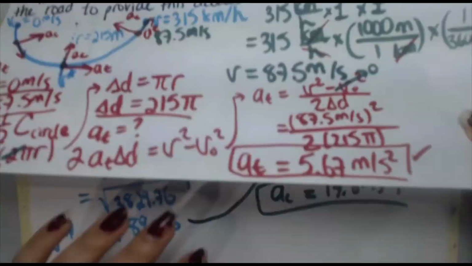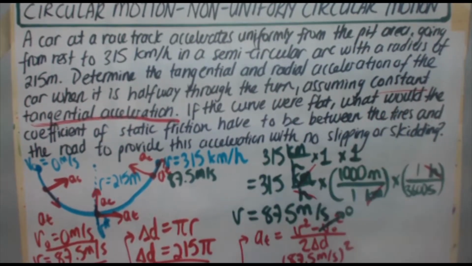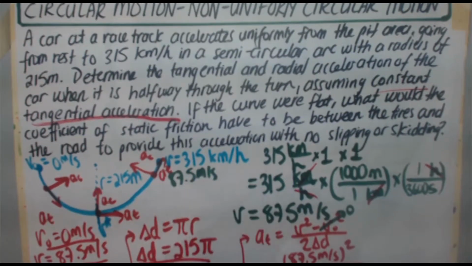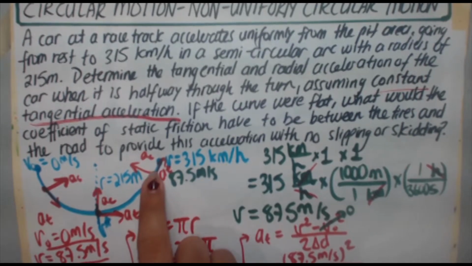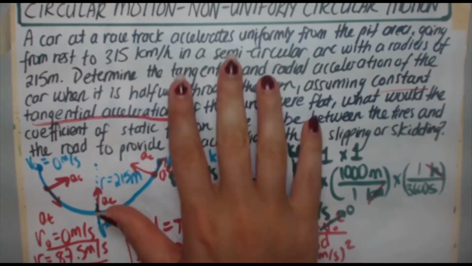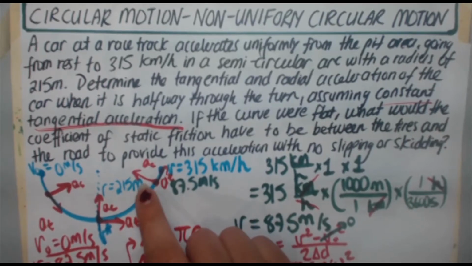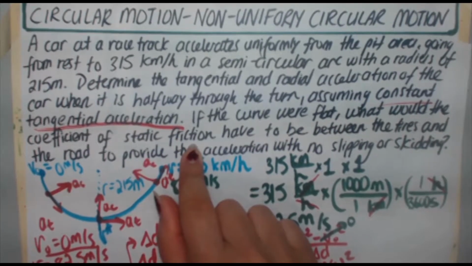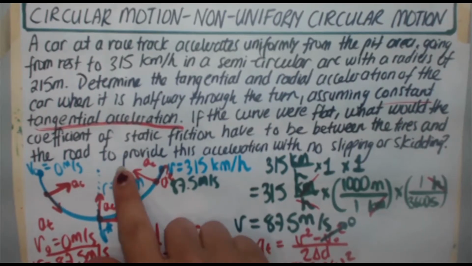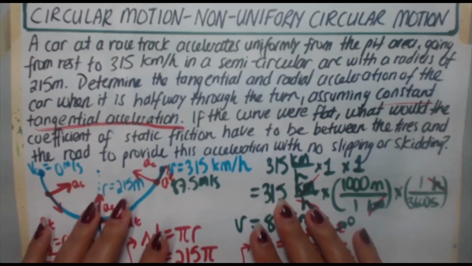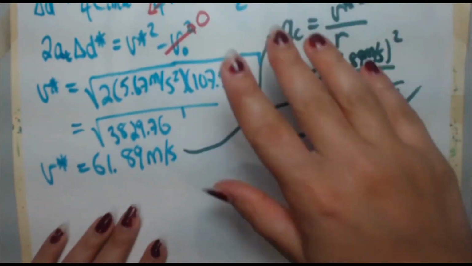The last part asks us, if the curve were flat, what would the coefficient of static friction have to be between the tires and the road to provide this acceleration with no slipping or skidding? Now in previous problems, whenever we're talking about friction, coefficient of friction, we always dealt with centripetal acceleration. But here we have non-uniform circular motion. We have tangential and centripetal acceleration. So the acceleration that's contributing to static friction is the total acceleration. So we have to combine these two, which are currently at right angles, to find the total acceleration to see how it affects static friction. So that's going to be our first step here.